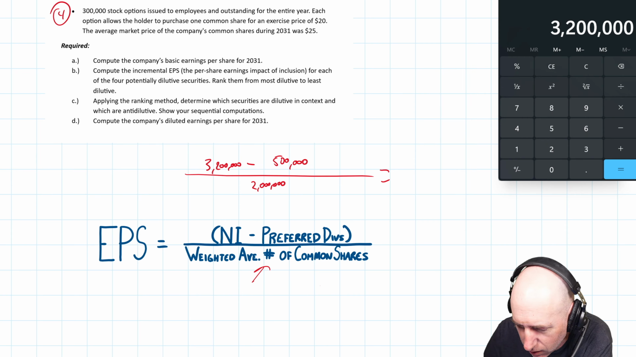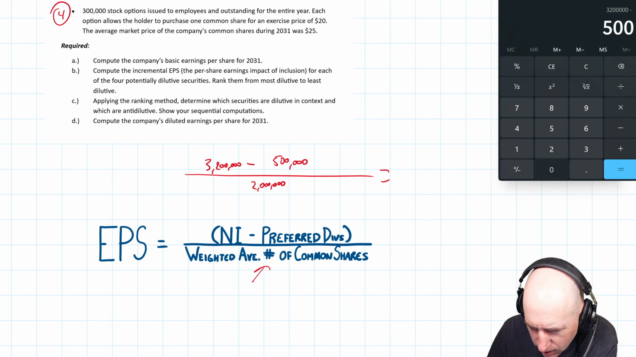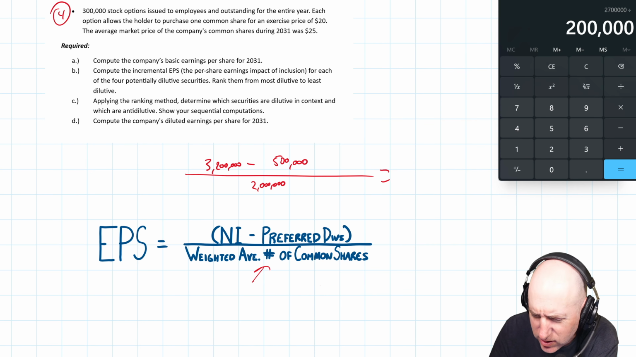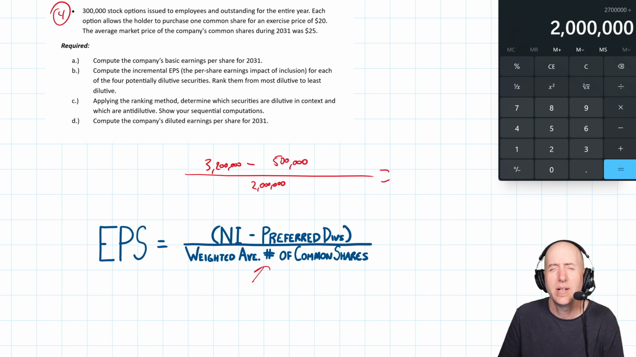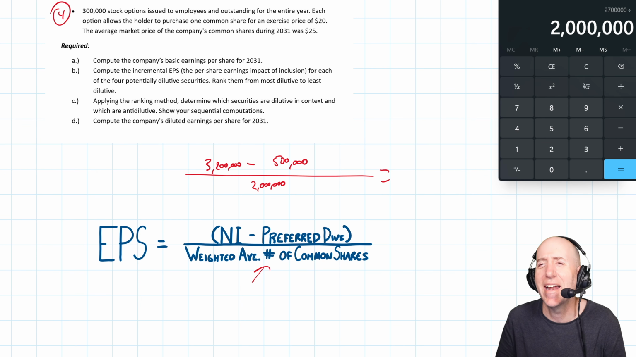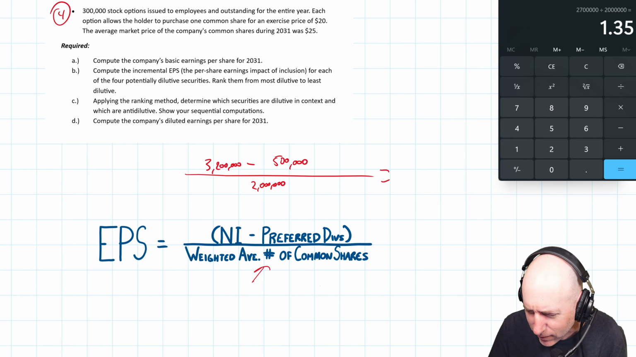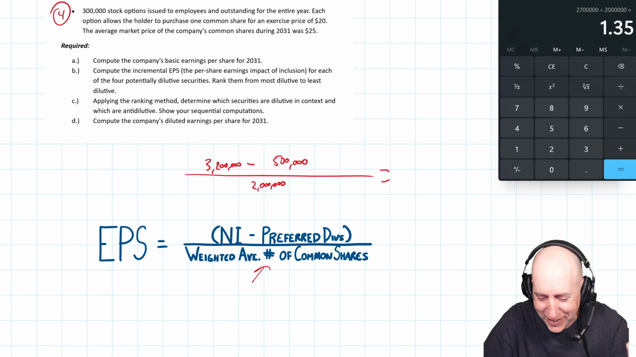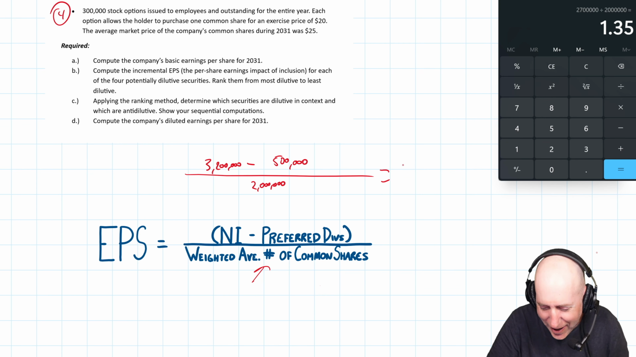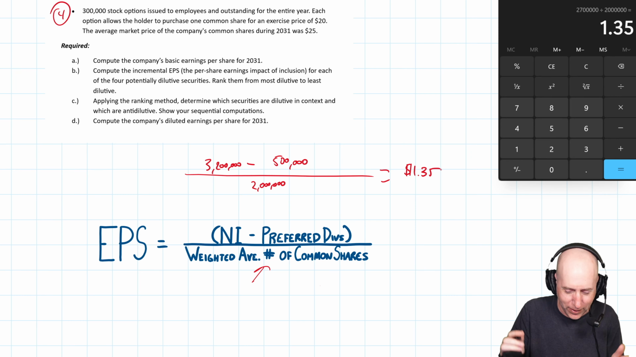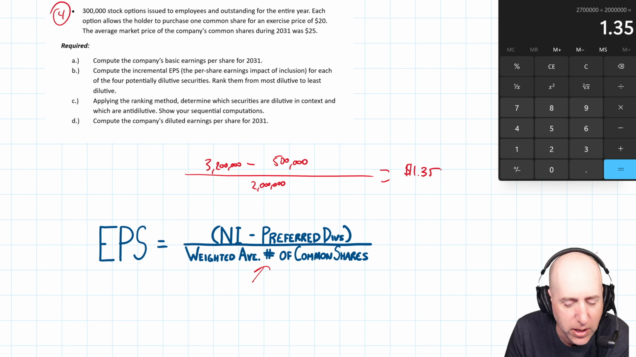3.2 million minus 500,000 divided by 2 million. Can I do this in my head? You think I could do it in my head? I can't. I just realized I can't. Why did I even threaten to? 1.35. Let's go. I pulled it out of the fire there. It was rattling around in there somewhere. Okay, so our earnings per share is $1.35.